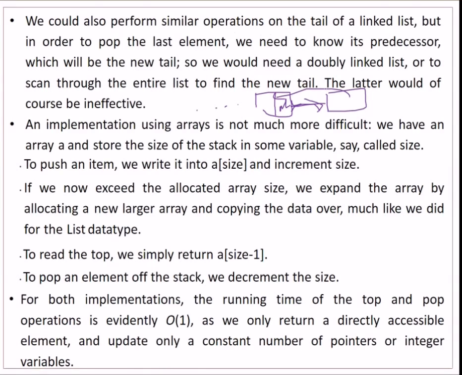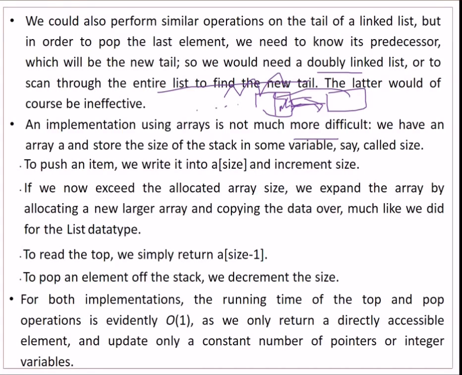So we would need a doubly linked list, to know the address or information of the previous one. Or we have to scan through the entire list to find a new tail, going to the last. So this one will be our cost ineffective solution. So better is to have a doubly linked list. And implementation using arrays is not much more difficult.